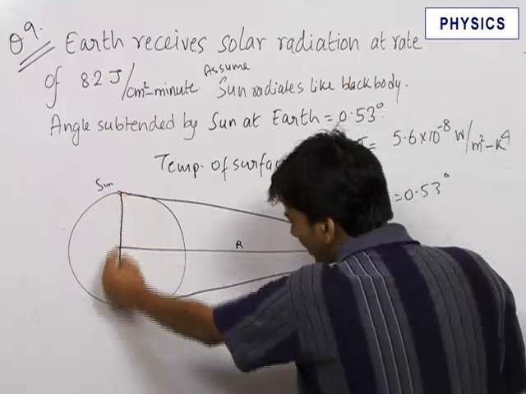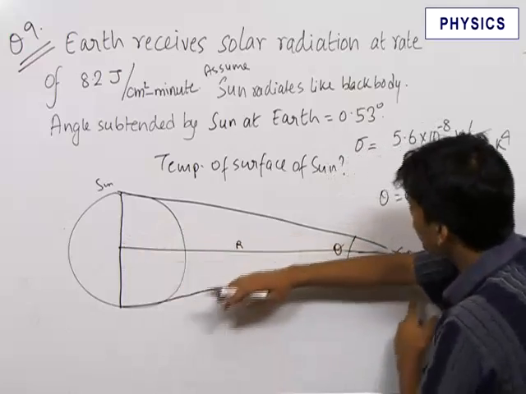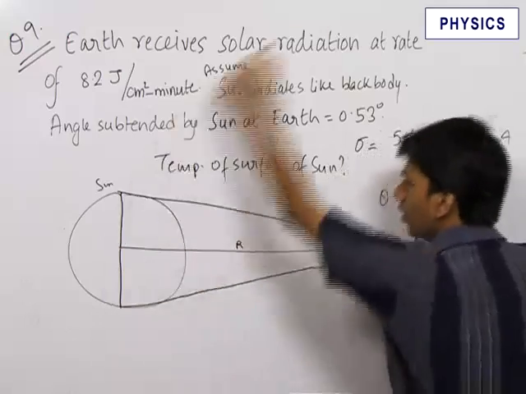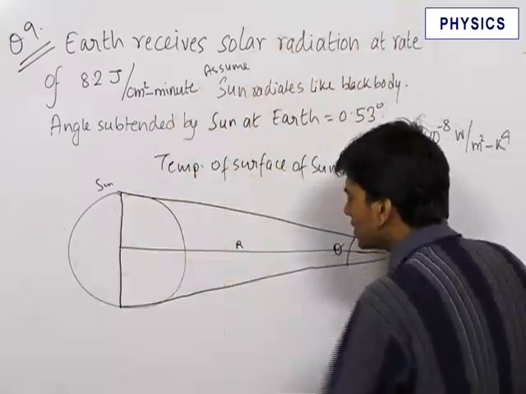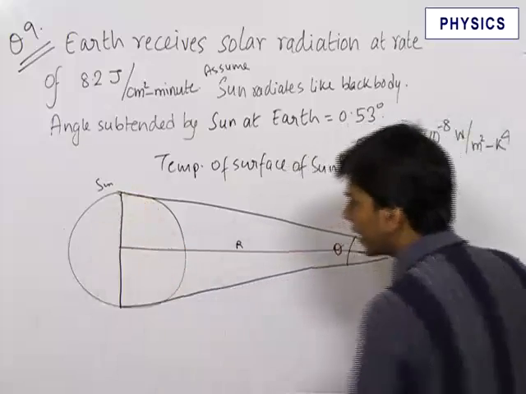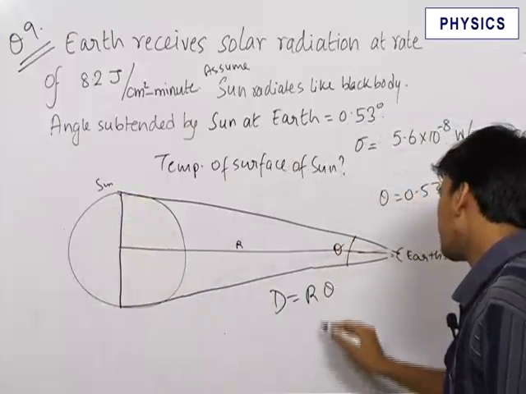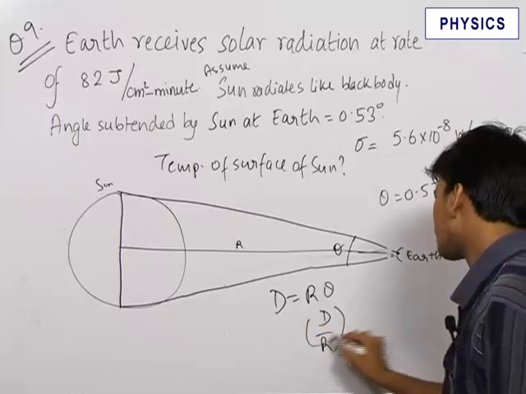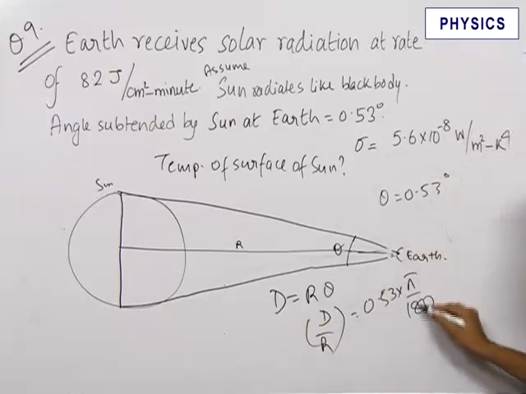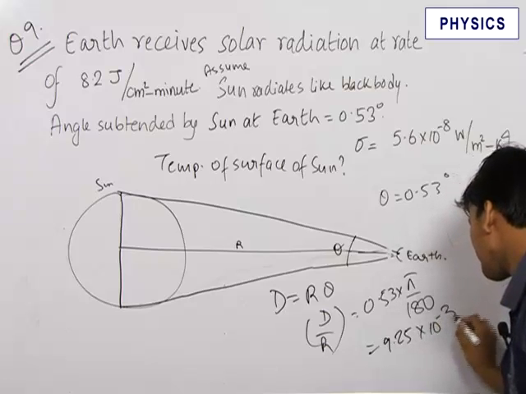Now the diameter of this sun can be taken to be an arc of a circle whose radius is r. Since this r is very large, the straight portion can also be taken to be the arc of the circle. Therefore, we write d is equal to r into theta. That is, d upon r is equal to 0.53 into pi by 180, that is equal to 9.25 into 10 raised to minus 3.